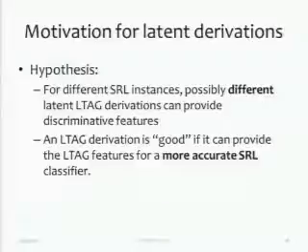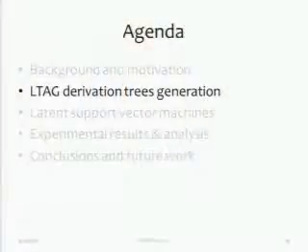So a natural question to ask is that tree definitely better than this one? This actually motivates us to look at a wider range of LTAG derivation trees and to see which one works best for this task. Our hypothesis is that for different SR instances, possibly different latent LTAG derivations can provide the discriminative features. An LTAG derivation is good if it can provide the LTAG features for a more accurate SR classifier. So that's basically the motivation.